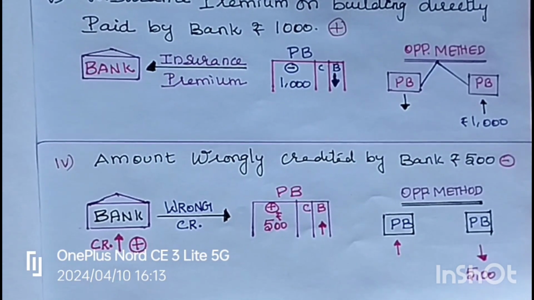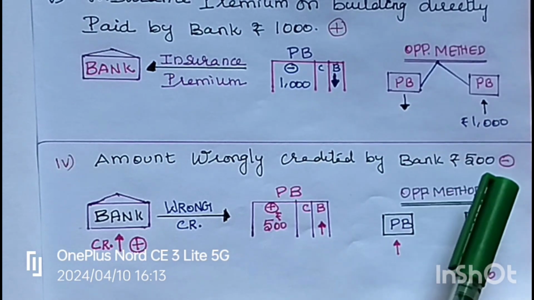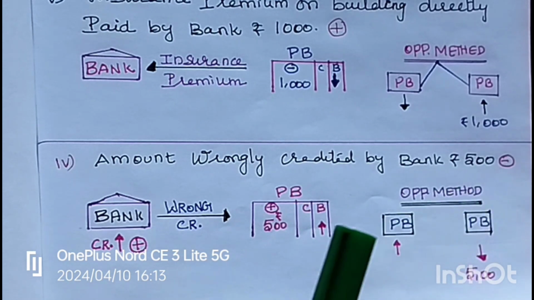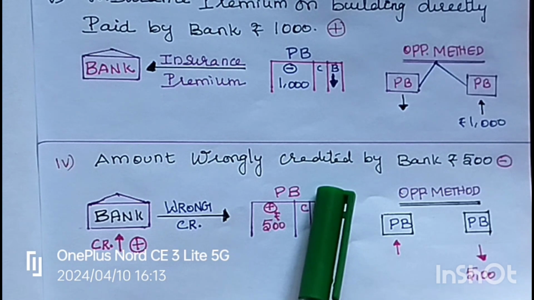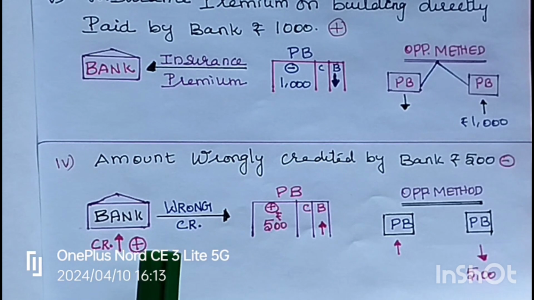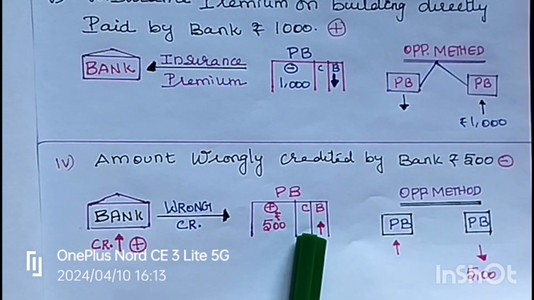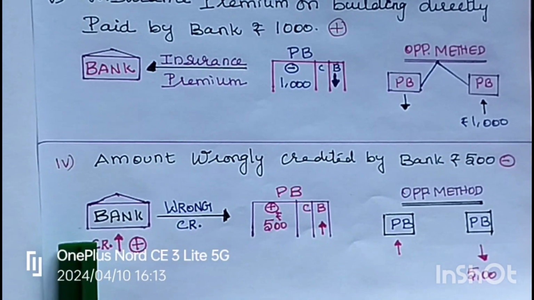The next transaction is amount wrongly credited by the bank, rupees 500, which means by mistake 500 rupees increased. Credited means what? Increased. Okay, added, increased. So the bank credited 500 rupees, which means the bank passbook shows 500 rupees added. Okay. So this is the wrong credit. Amount wrongly credited by the bank, 500 rupees.